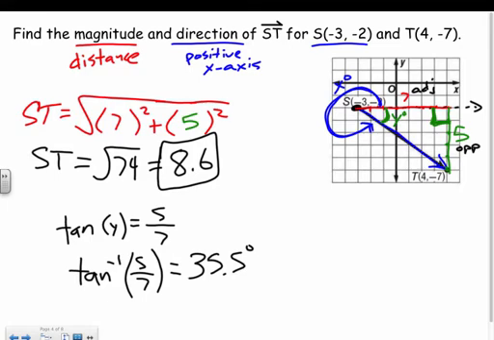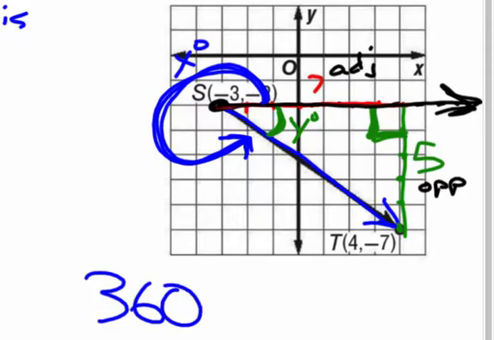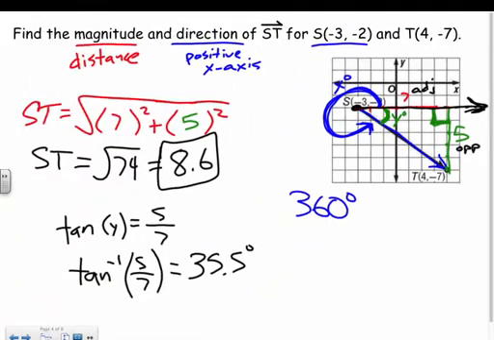Because my direction is always off the positive x-axis. Well, we just said the positive x-axis, according to my starting point, is right here. So I'm looking at this whole thing right here. If I went all the way around, it's a circle, right? And circles are 360 degrees. So the first circle is 360. Well, if I subtract what this y degrees is, won't I get what's left of the circle?